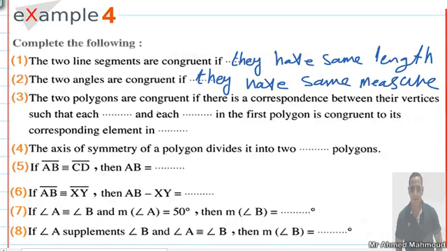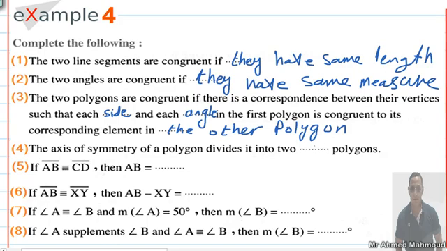Two polygons are congruent if there is a correspondence between their vertices, such that each side and each angle in the first polygon is congruent to its corresponding element in the other polygon. Okay, the axis of symmetry, as I explained before, divides the polygon into two congruent polygons.